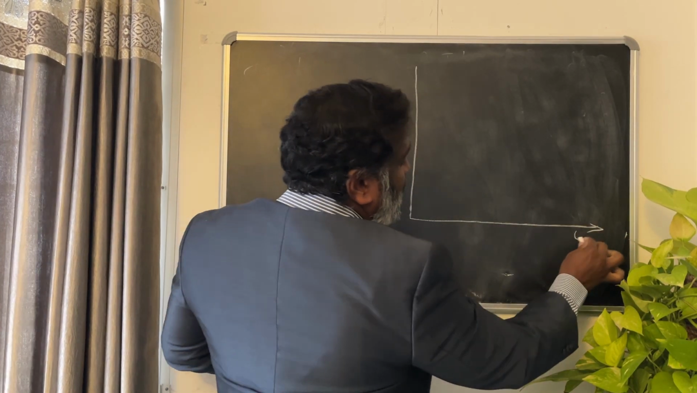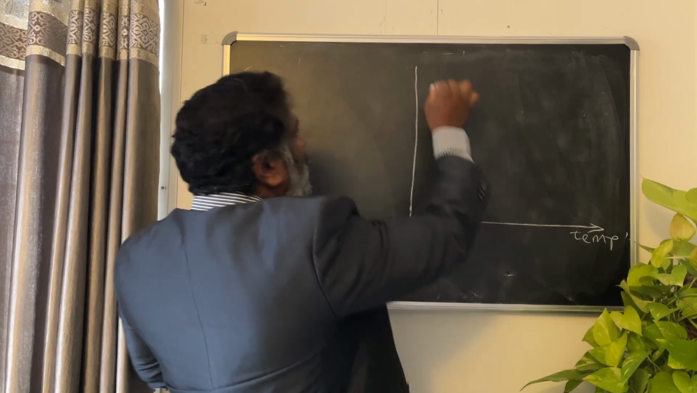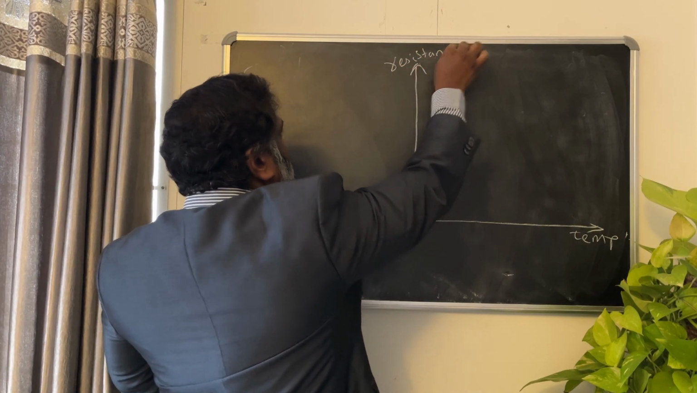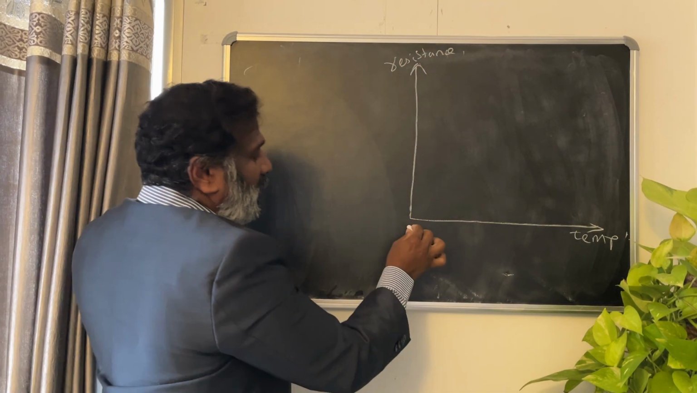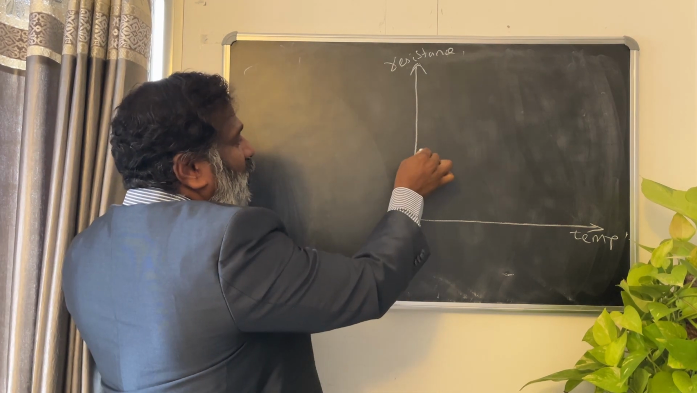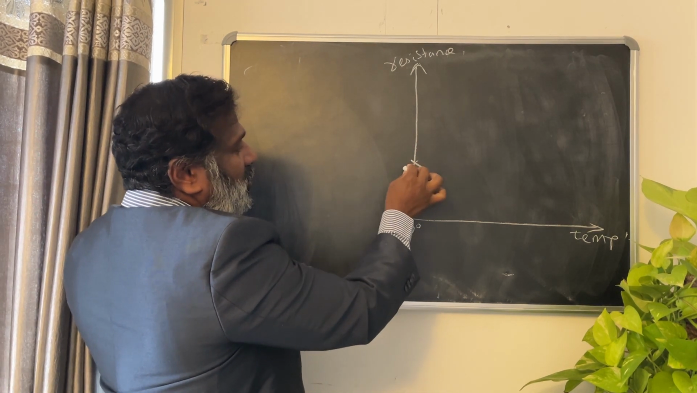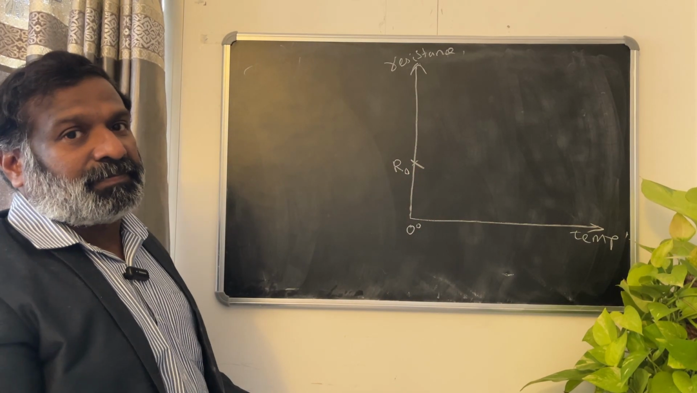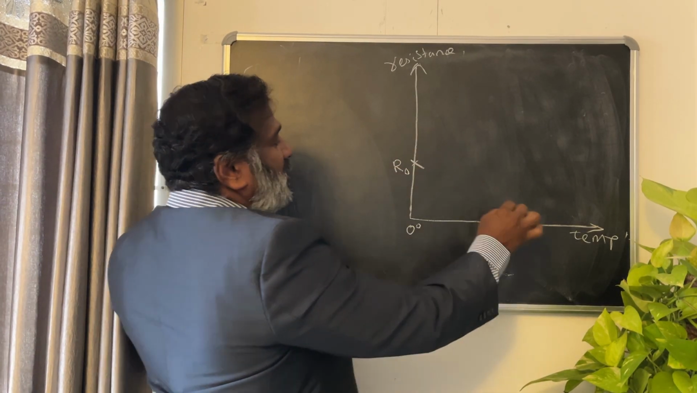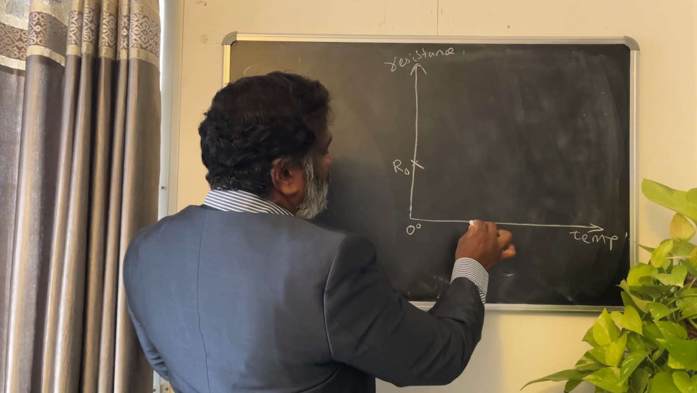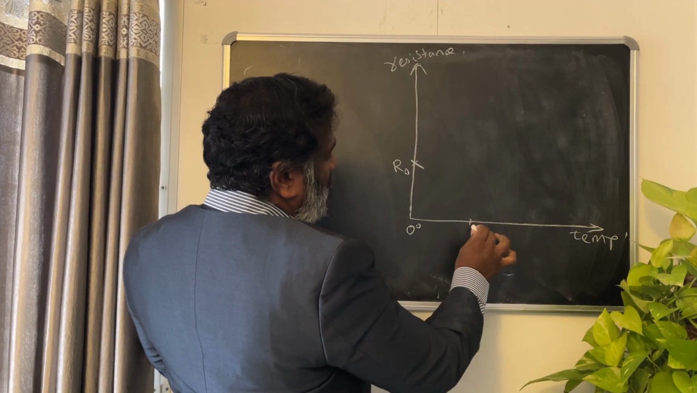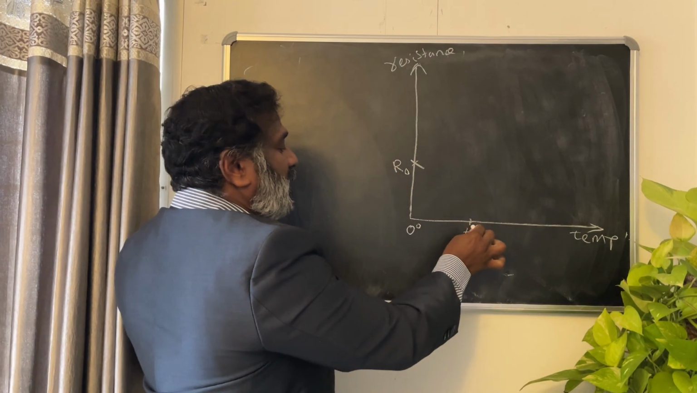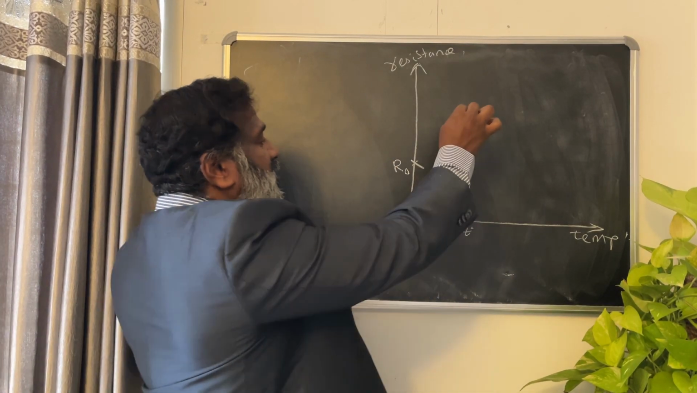Along the x-axis I am denoting temperature, along the y-axis I am denoting resistance. As I told you earlier, at 0 degree also there will be a certain amount of resistance, which I denote as R0, resistance at 0 degree. When I increase the temperature to T degree centigrade, the resistance will also increase.